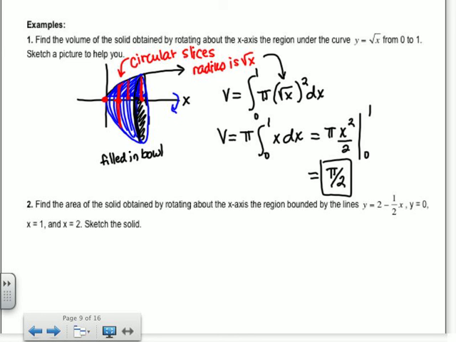Where do the limits of integration come from? It's the x value you go from. So it starts at 0 and it goes all the way to 1. How do you know that? From 0 to 1. That's good.